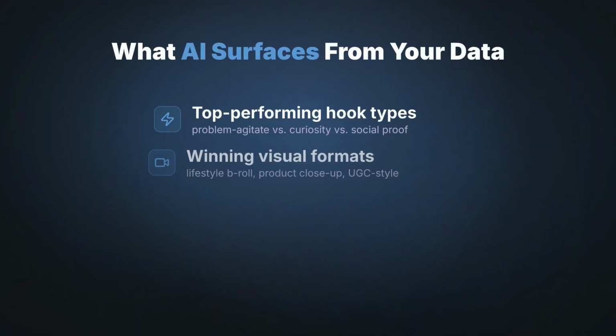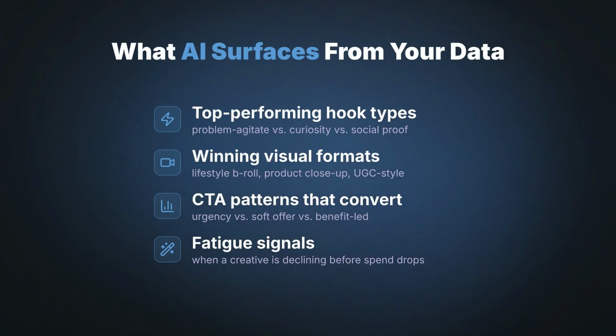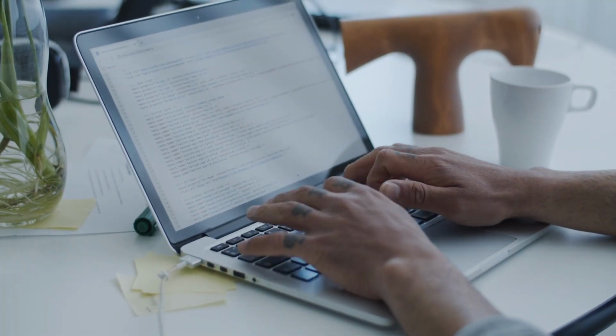Step 3. Identify your winning creative patterns. This is the insight layer. The AI cross-references your tags against performance and surfaces what's actually correlated with conversions. Something like problem agitate hooks with lifestyle, B-roll outperform product demo hooks by 30% in your account. That's actionable.